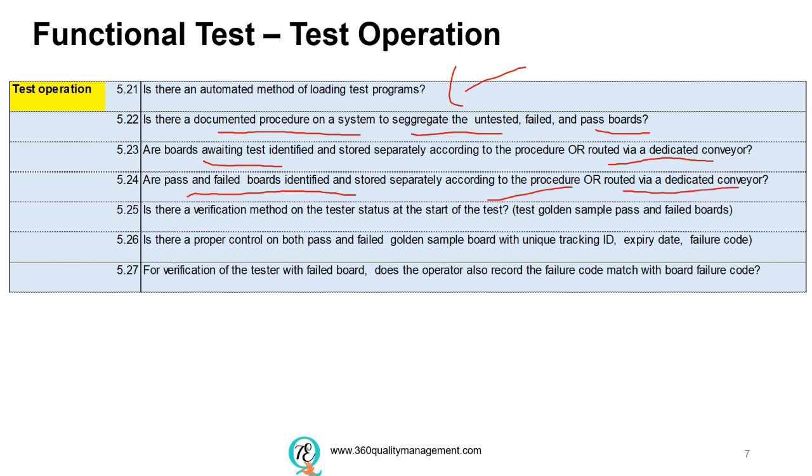There must also be a verification method on the tester's status at the start of the test, that is, test with a non-good board and non-bad board as a golden sample, and there should be a proper control for both pass and fail golden sample boards with unique tracking ID, expiry date, and also the failure code. And for the verification of the tester with the fail board, the operator also needs to record or check that the failure code matches the board's intended failure code as well.